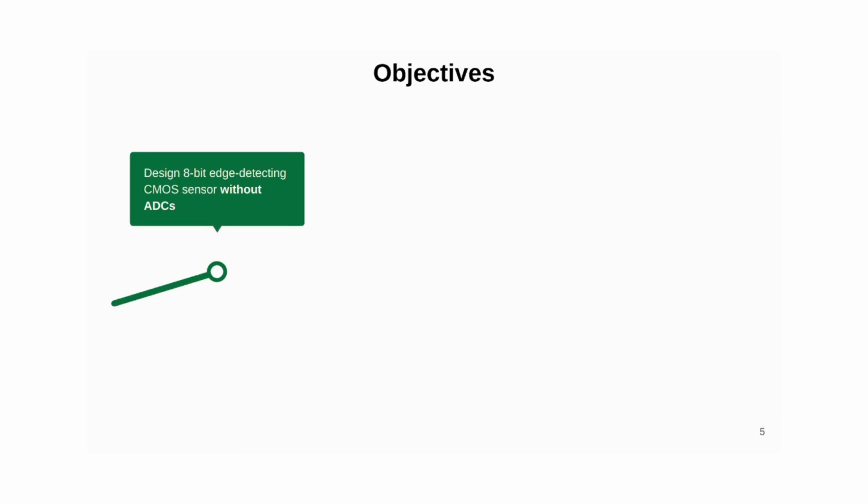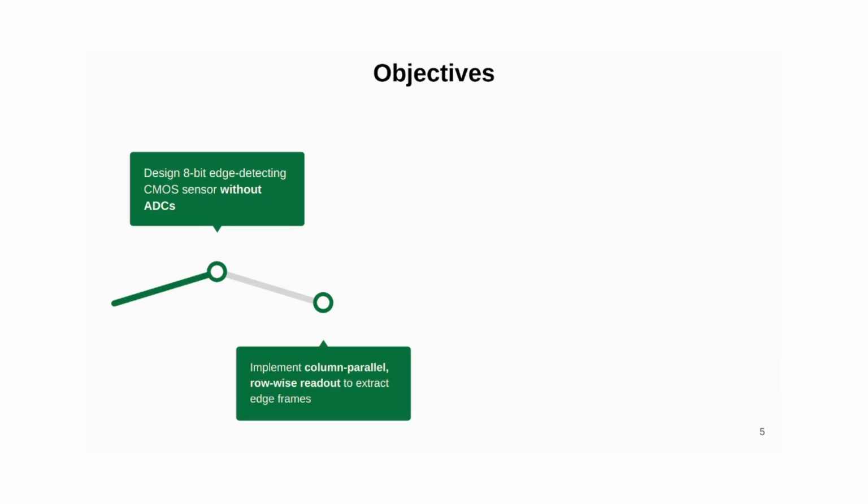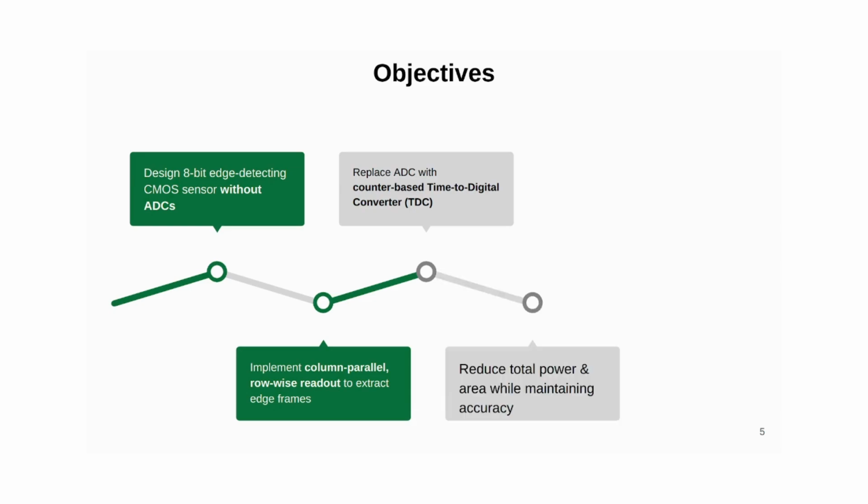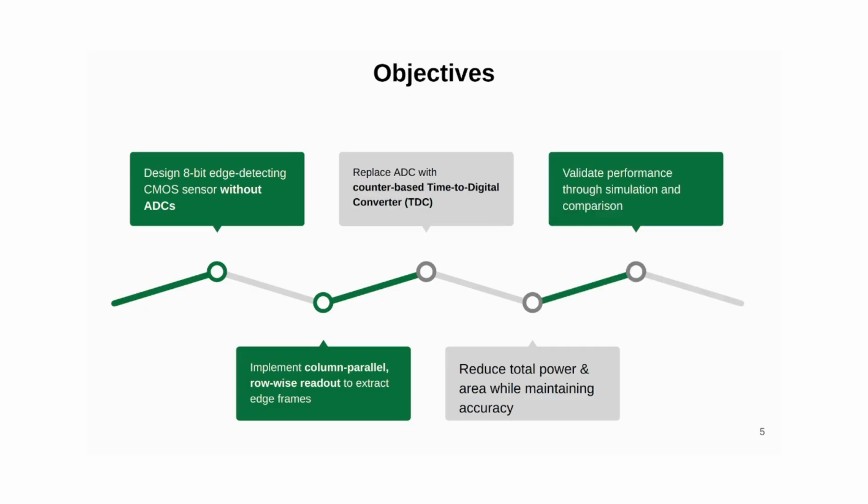Hence, our objectives were to achieve real-time 8-bit edge detection without using ADCs, extract edge information directly from raw analog pixel voltages via a column parallel row-wise readout strategy, reduce power and silicon area using a counter-based time to digital converter, maintain high dynamic range and accuracy comparable to software algorithms, and verify functionality via simulations and comparison.